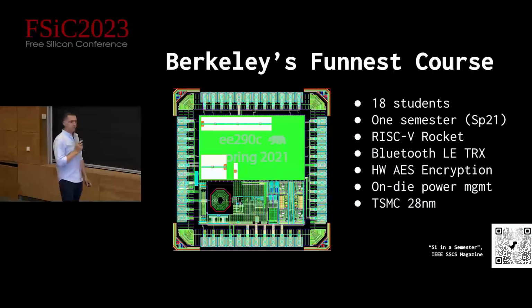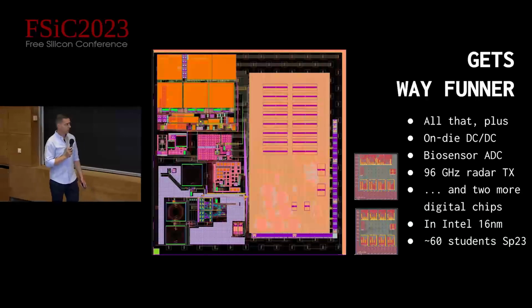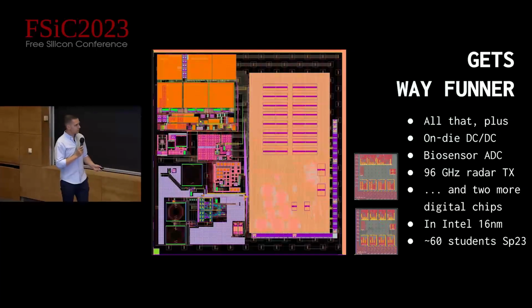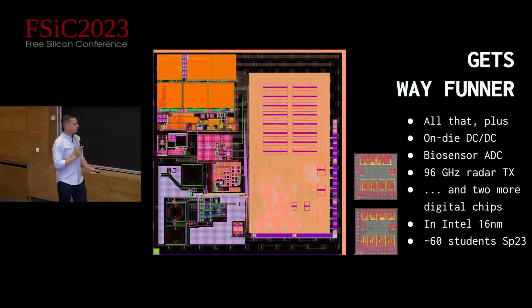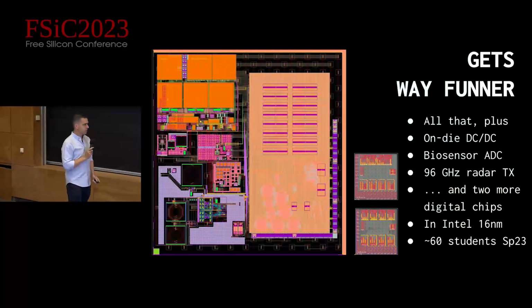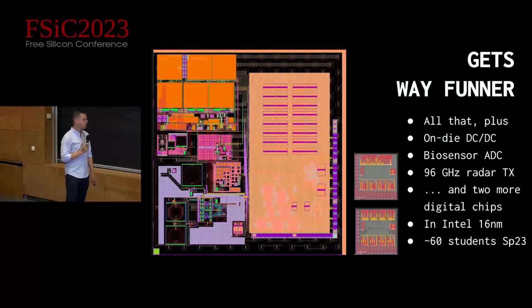And that was such a round success that the following 2 years, we decided to go even crazier and turn it up to 11. That was about 18, 20 students at the time. This year, we just finished a version that now includes all of that stuff, plus this fun list of switch cap DC-DC regulator, biosensor ADC, a 96 gigahertz radar transceiver. The RF now gets kind of crammed into one corner of this thing. This is in Intel's fab right now. Oh, and by the way, that's one of 3 chips that these students made in this semester. There are now about 60 of them involved.